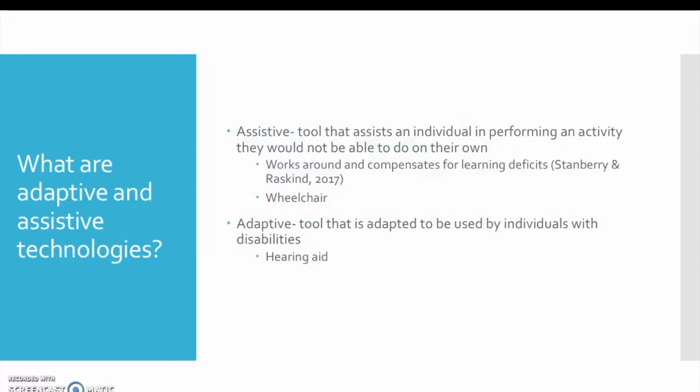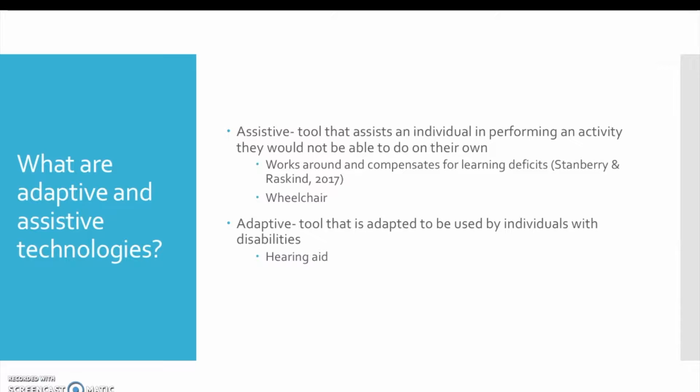What are adaptive and assistive technologies? Assistive technology is a tool, or it could even be a software, that will assist a person in carrying out an activity that they wouldn't be able to do by themselves. It will work around and compensate for any type of learning deficit or other disability. An example of this is a wheelchair. A person that is paralyzed from the waist down wouldn't be able to move or get around unless they used a wheelchair. This will allow them to perform the task that they wouldn't be able to do otherwise.